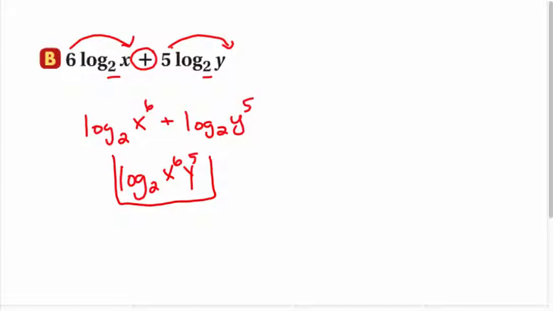Most students seem to understand these properties better when it's done with variables because they can see everything has stuck around. But there you go. So that's log base 2 of x to the 6th, y to the 5th. Let's look at another example.